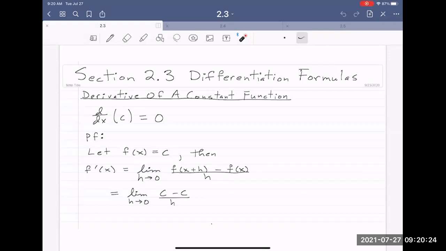We gave an intuitive definition, an idea of the derivative. In Section 2.2, we gave the formal definition of the derivative, but as we saw in the last several examples, using the definition of the derivative to find the derivative took a long time. It was kind of complicated.